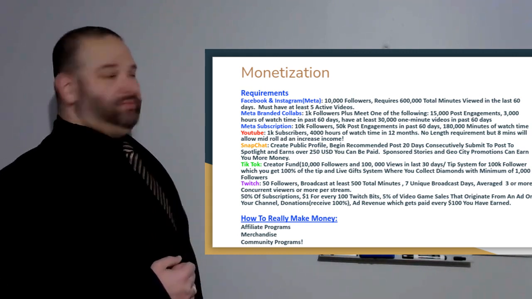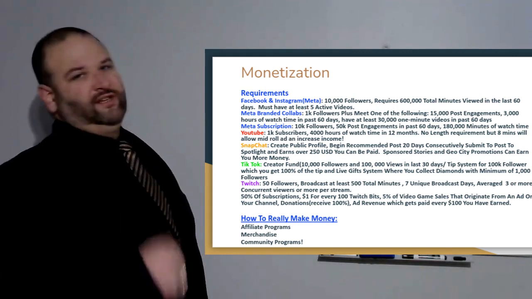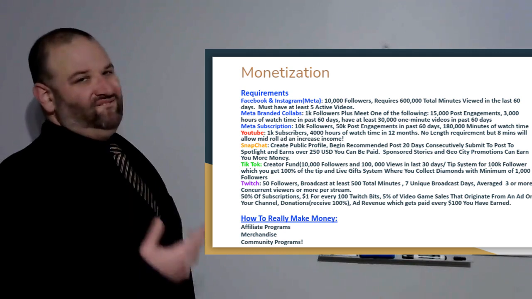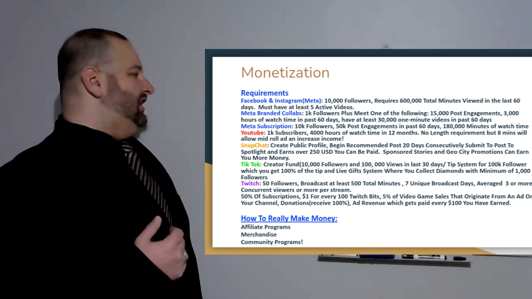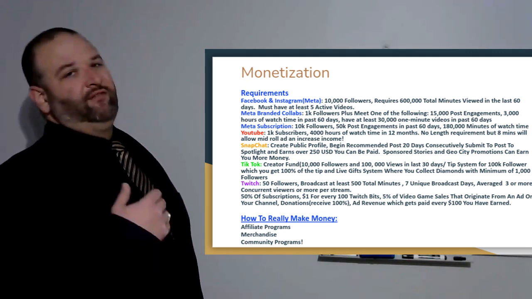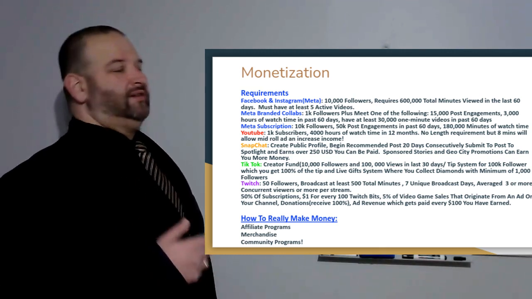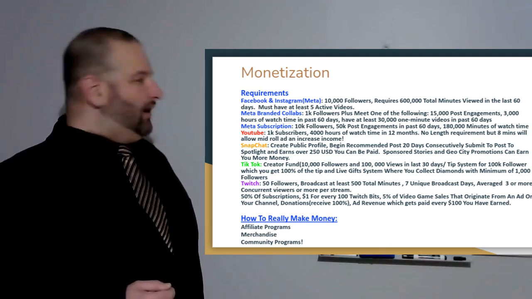They also have subscriptions now. With subscriptions, you once again have to have 10,000 followers. You have to have 50,000 people engage with you within 60 days. And you need to have 180,000 minutes of watch time as well.